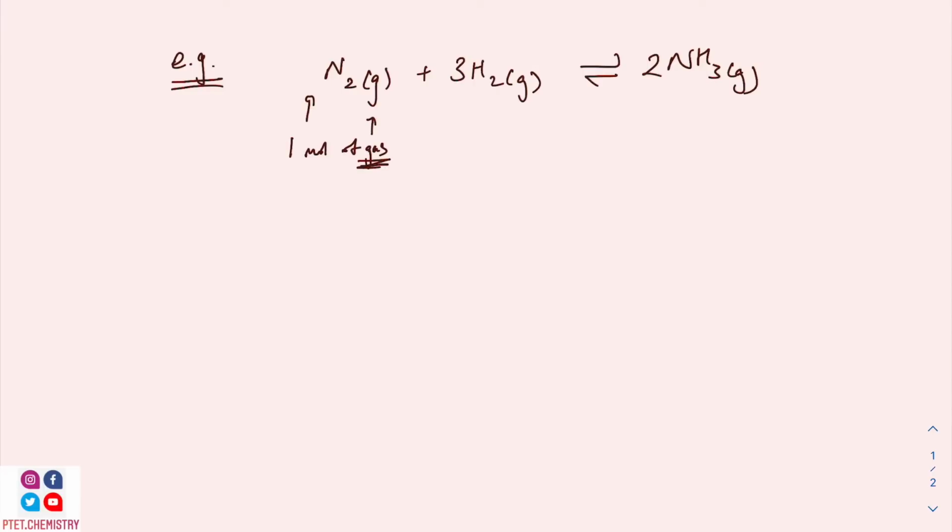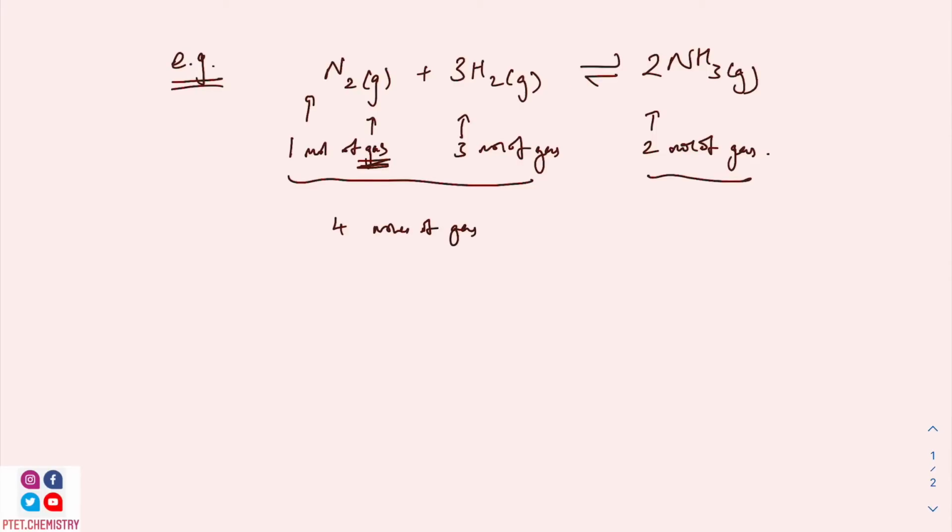It's very important when you talk about pressure, look for the state symbols that say it's a gas. Here you have 3 moles of gas. Here you have 2 moles of gas. Look at the state symbol. So altogether, the reactant side, which is on the left side, there are 4 moles of gas. There are only 2 moles of gas on the right hand side.